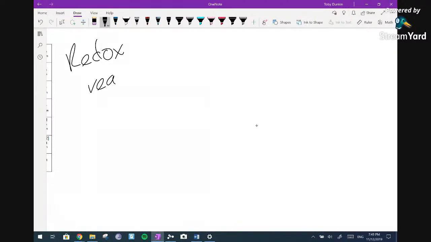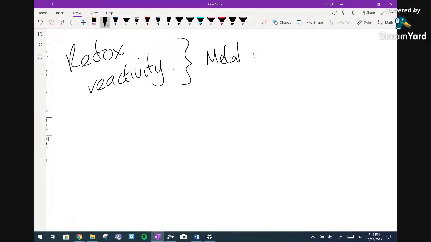Now, I have to get you guys to understand redox reactivity, which specifically ties in with the salt reactions. Redox and reactivity is metal plus metal salt reactions.